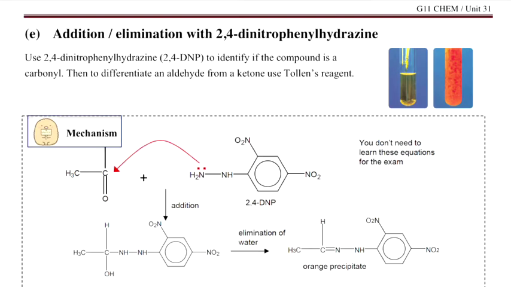In today's lesson, we're going to learn the last type of reactions with aldehyde and ketone. This is the addition-elimination reaction with 2,4-dinitrophenylhydrazine. And after learning this reaction, we're going to move on to reactions related to carboxylic acid.